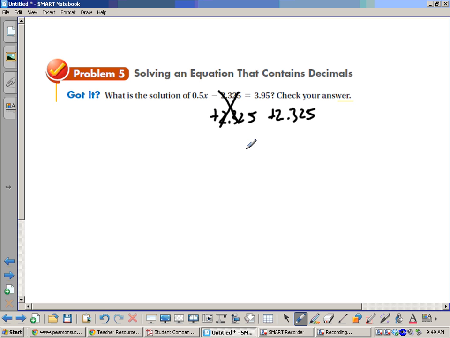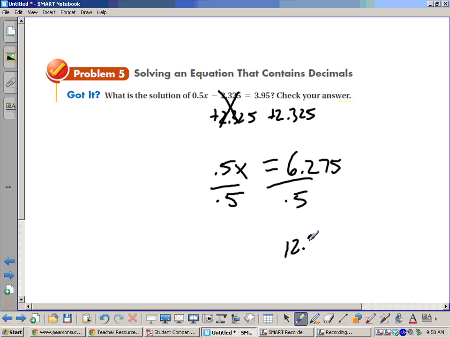So we're going to take 3.95 and add 2.325 and get 6.275. 0.5x. Divide by 0.5 to get our final answer. So we're going to end up with a decimal here. And as long as the problem started as a decimal, we are okay to keep it as a decimal. If the problem did not start with a decimal, then we would need to leave it in fraction form.